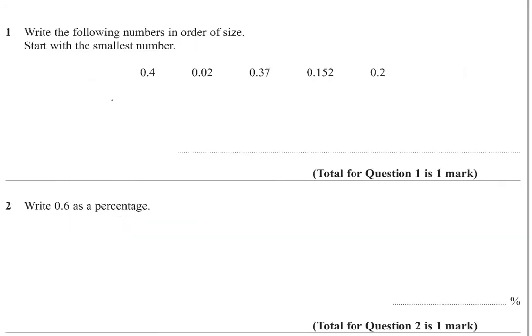Right, question 1, and we've got an ordering question. Write the following numbers in order of size. Start with the smallest number. It's always important to read the question. You could have just read this first line and think, oh, well, let's do it biggest to smallest.